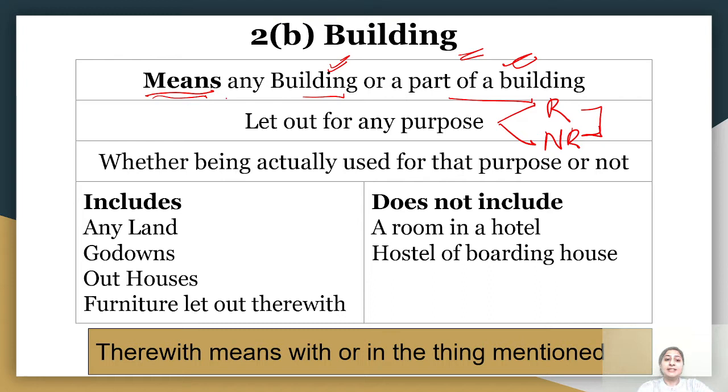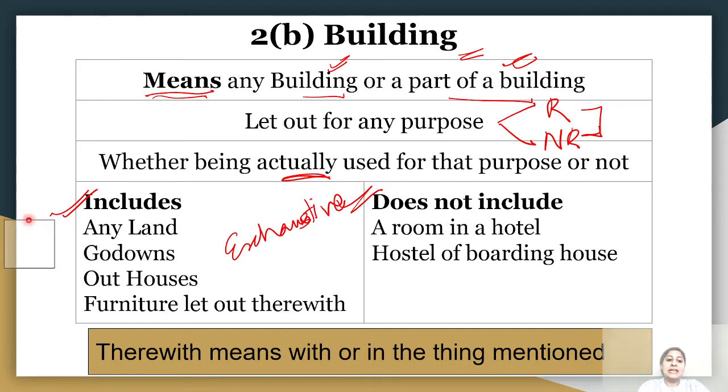Now, in case the building is let out for any purpose, even if it is not being used for that purpose, it will still amount to be a building, and the landlord can claim the rent for the same, whether you are actually using it or not. Now, I would like to tell you that here the definition also provides what the building includes and what it does not include. So thereby, this definition becomes exhaustive. So this definition is exhaustive.